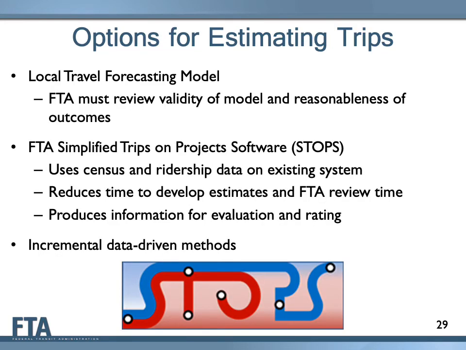Project sponsors must develop ridership estimates for Small Starts projects that do not qualify for project justification warrants. Project sponsors may choose from 3 different approaches to develop ridership estimates: use of the local travel forecasting model, use of FTA's Simplified Trips-on-Project Software, known as STOPS, or incremental data-driven methods.